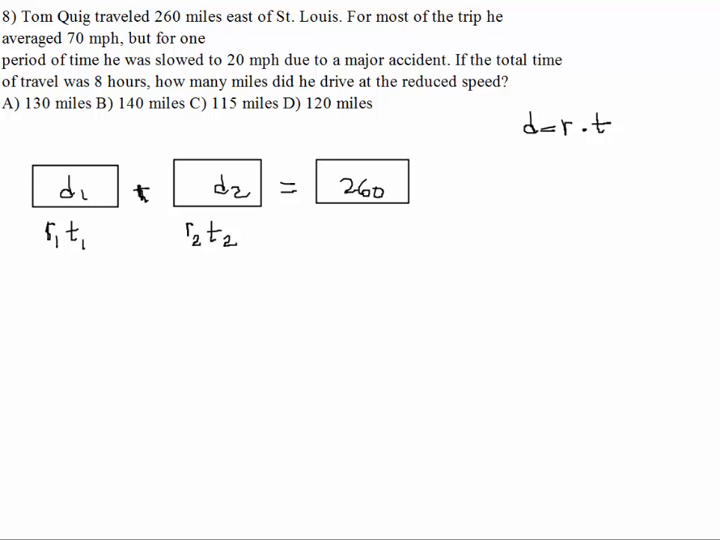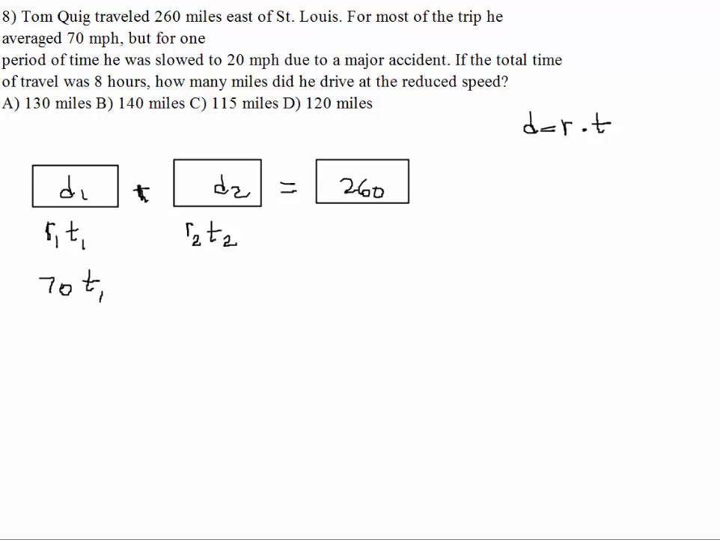So let's identify what R1, R2, T1, and T2 are. Can somebody tell me what would be R1? The rate that we travel most of the time, or some of the time, in this trip? 70 miles per hour. 70, very good. So R1 is given to us as 70, but the time T1 is not given. Let's call it T1, for some time we go this.